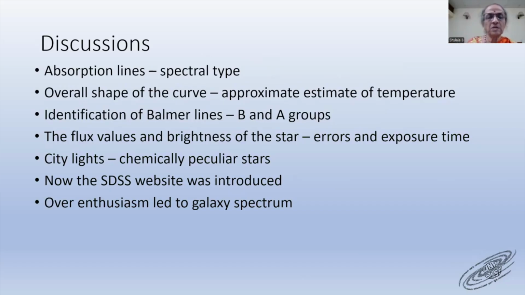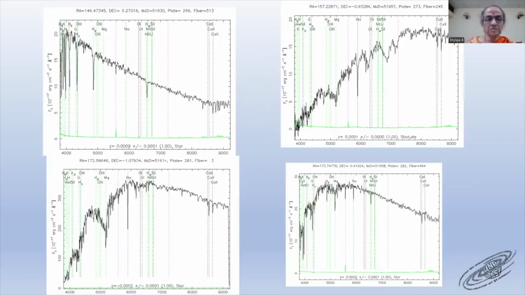student who will download a galaxy spectrum. I'll show some examples. So these are the four stars. Just by looking at the shape of the curve, they are able to tell the temperature. They have identified the flux, the Balmer lines. They have also measured the flux ratio, so they have estimated the temperature.